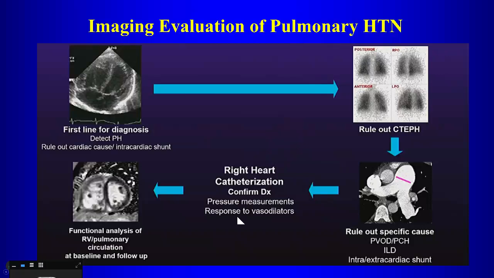Then they might go to right heart catheterization to confirm the diagnosis of pulmonary artery hypertension. They'll take pressure measurements and also response to vasodilators to see what the pulmonary vascular resistance is and to see if that responds to vasodilators. Because especially for idiopathic pulmonary hypertension, that can respond to vasodilators. For functional evaluation of the right ventricle itself, MR is the best non-invasive way. With MR you can look for hypertrophy of the right ventricle, you can look at the right ventricular size, you can actually evaluate the function of the right ventricle with MR.